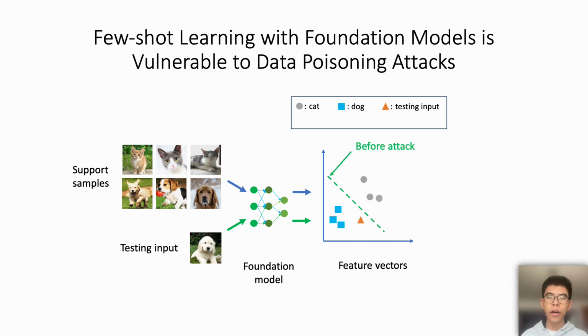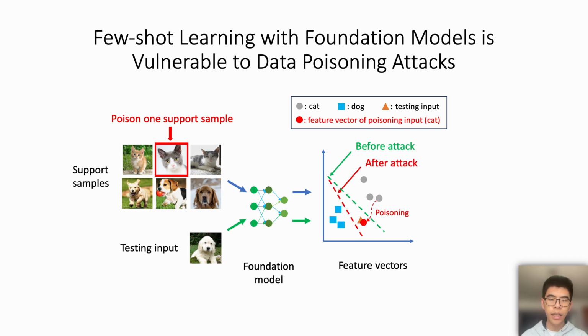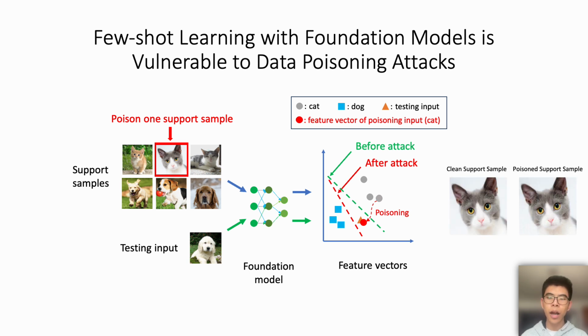However, few-shot learning with foundation models is vulnerable to data poisoning attacks. The attacker is able to misclassify this testing input by poisoning only one support sample. Specifically, the attacker could poison one cat image such that its feature collides with that of the testing input. Then, to minimize the training loss, the classification boundary is shifted, and the testing input is misclassified as cat. It's worth noting that it's very hard to manually inspect the support set. This is because the perturbation made to the poisoned image could be invisible to the human eye.